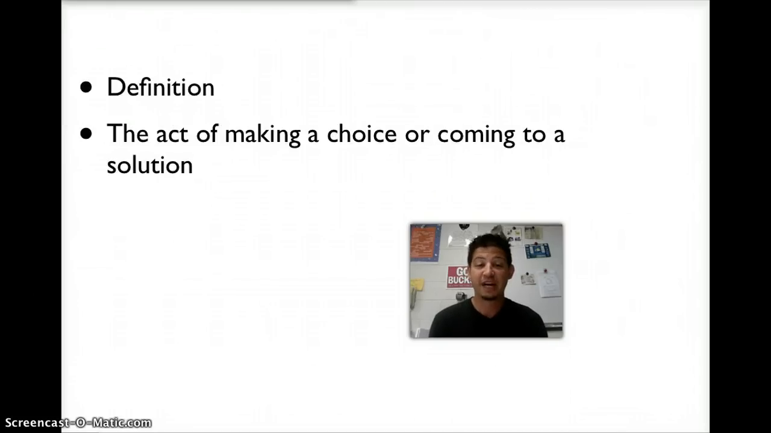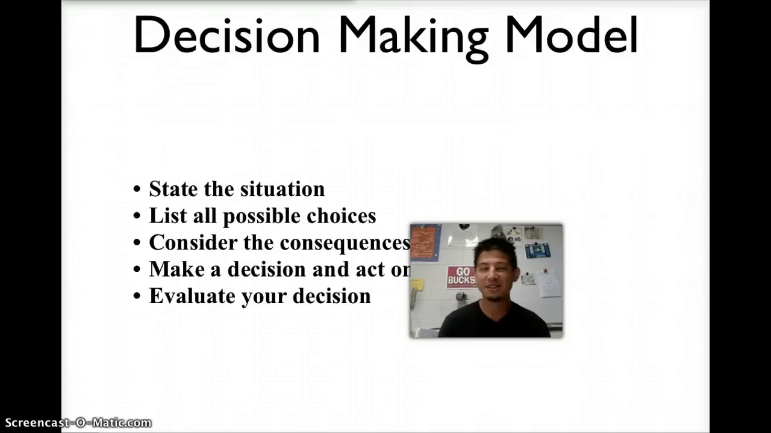The definition: the act of making a choice or coming to a solution. Now, this can be easy, this can be difficult, especially as 6th graders. Alright, so we have a model that we're going to go through. It's called the decision-making model. First starts off by stating the situation.